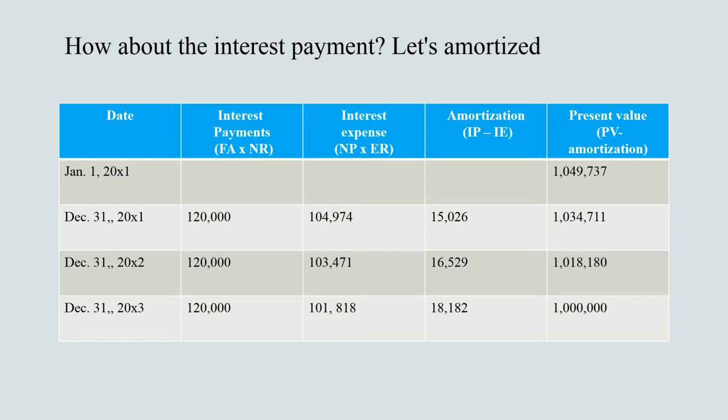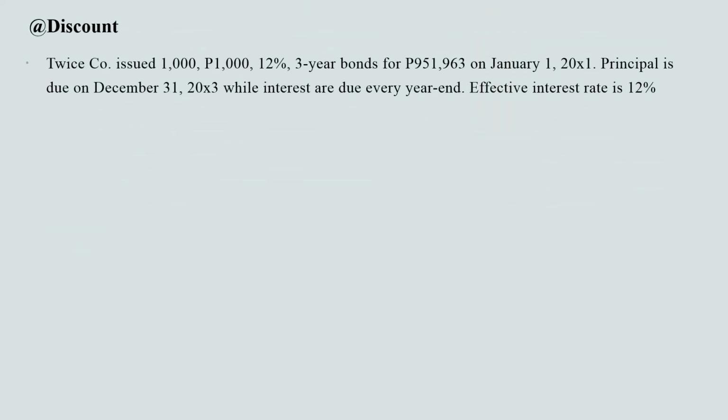Now, we go to discount. Twice ko issued 1,000 peso denomination, 10% 3-year bonds for 951,963 on January 1, 20x1. Same na siya ng problem sa premium, magkaiba lang ng given. So, magkano ang ating net proceeds dito? 951,963. Magkano ang face amount natin? 1 million. Since ang net proceeds is less than 1 million, meron tayong discount dito.